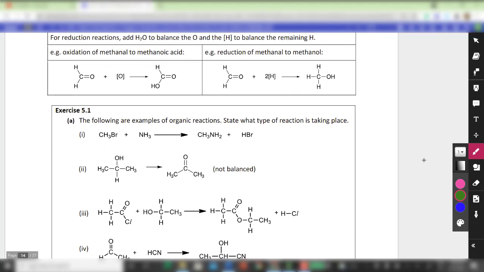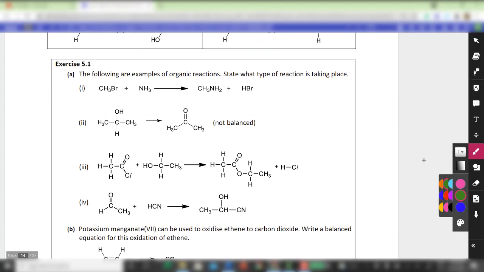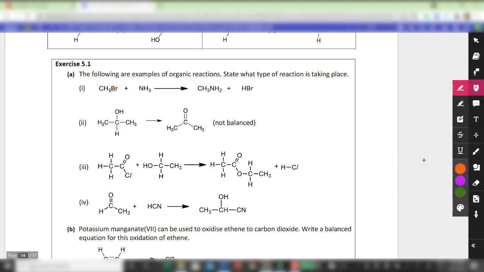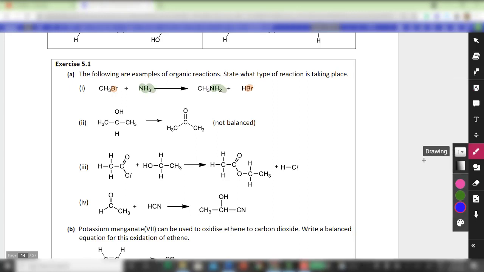For exercise 5.1, we are simply looking at what type of reaction has taken place. You notice that in our case here, the Br is being replaced with the NH3. Of course, we will call this a substitution reaction. It's some form of substitution.